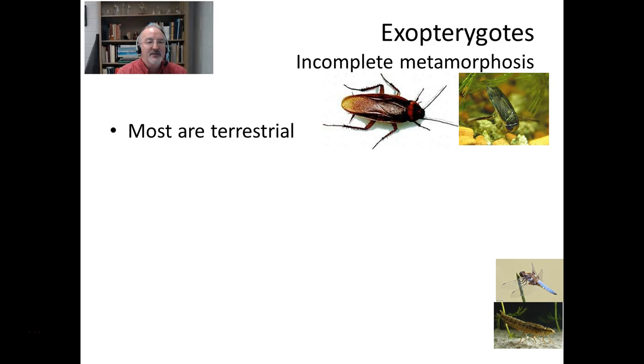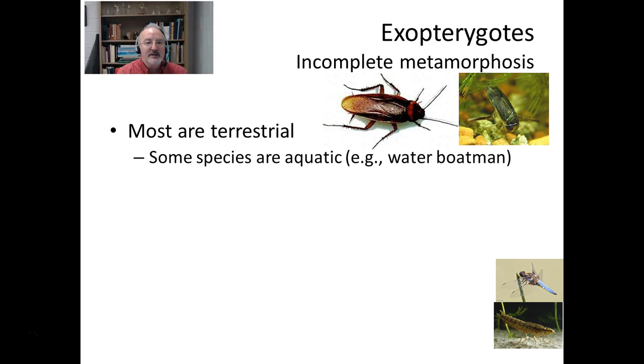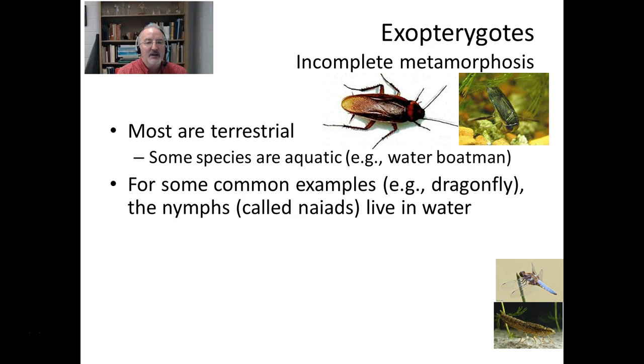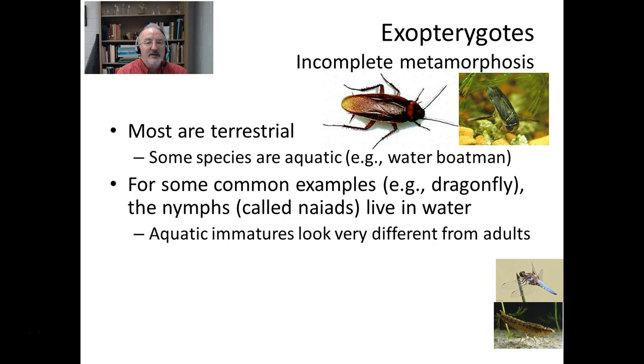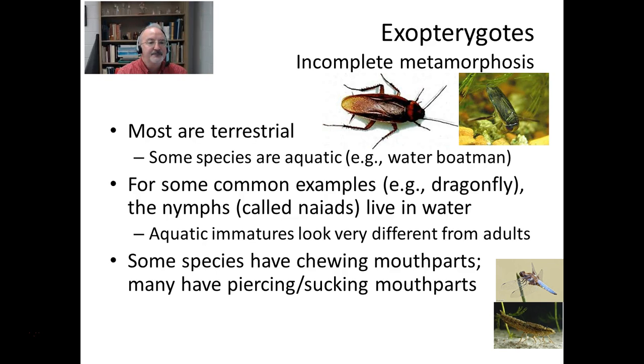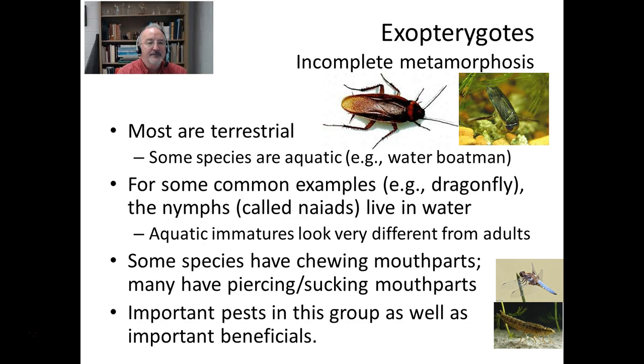Most exopterygotes are terrestrial. Some, like the water boatman you can see on the right-hand side, are aquatic. And some, like a dragonfly, have immatures called naiads that live in the water. They are very different from the adults, but there still is no pupal stage. Some species have chewing mouthparts. Many have piercing, sucking mouthparts. There are important pests in this group, as well as important beneficials.